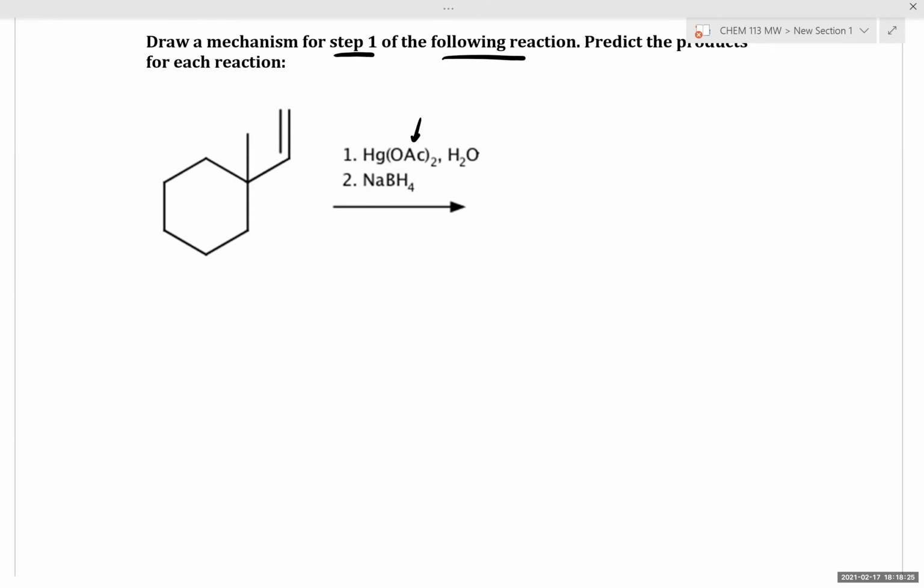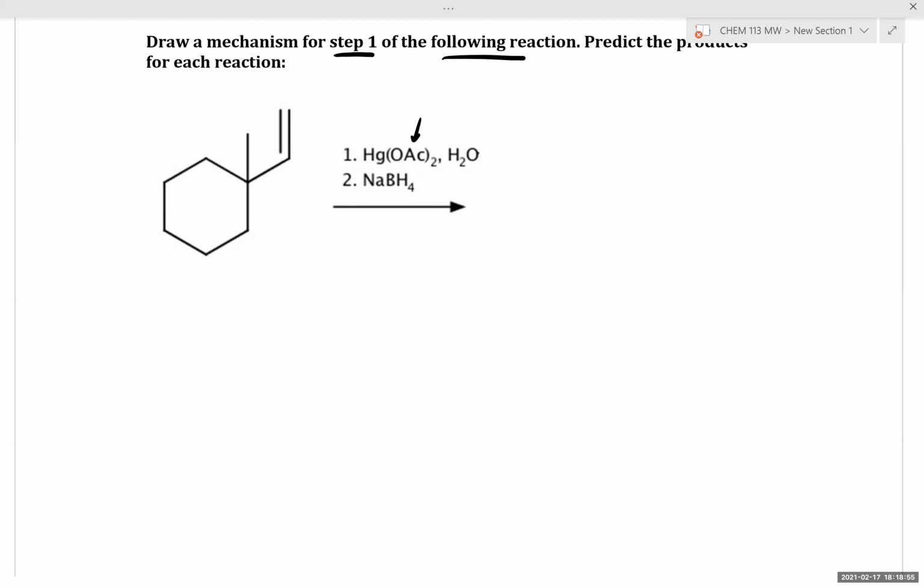Professor, are we adding the mercury to the most substituted carbon? So we first make the mercurinium ion, and then water opens the mercurinium ion from the opposite face at the most substituted carbon, or the carbon that can most stabilize a cationic charge. Okay.